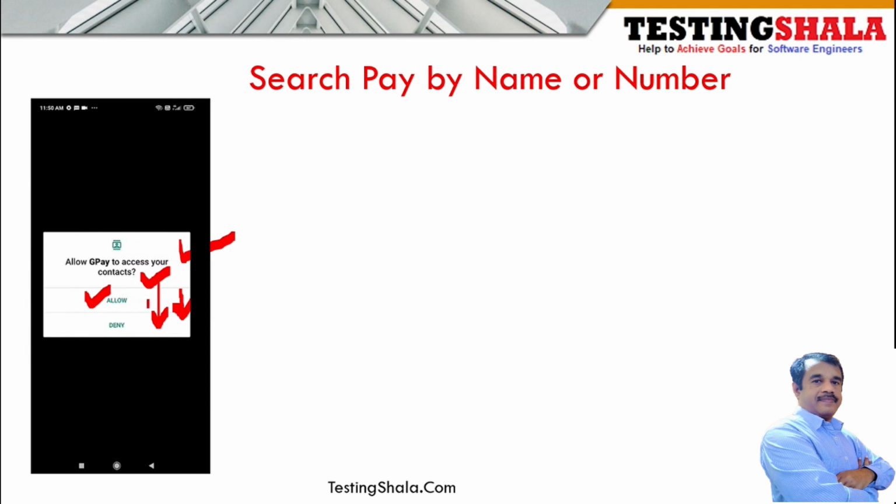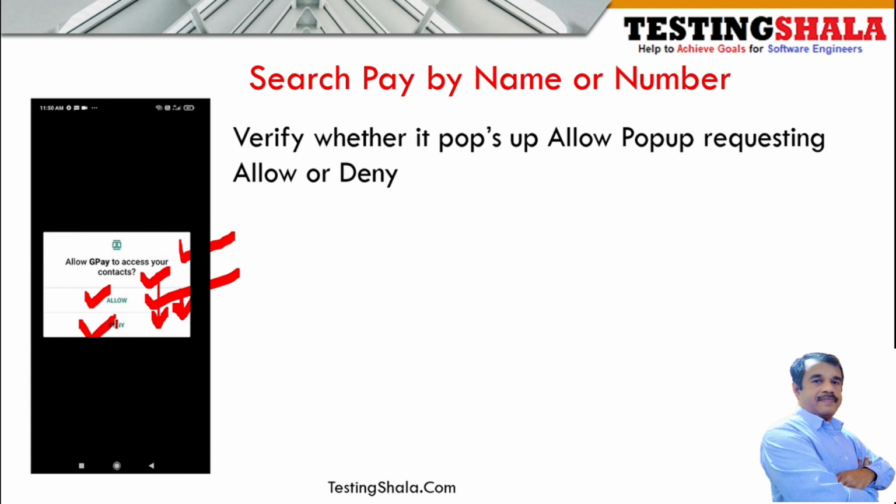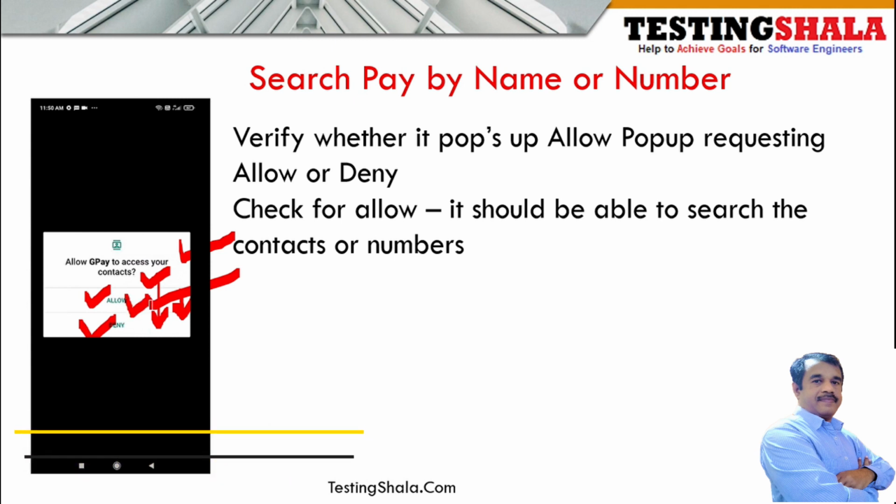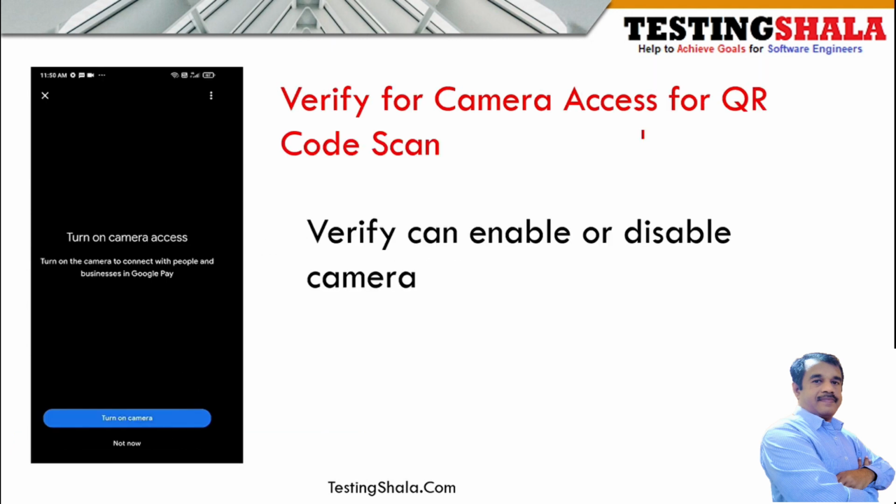If I do not allow it, if I deny it, then we cannot operate much using Google Pay, because we cannot get any contacts or names out of the search operations. Basically, you should try to test both conditions: what will happen by clicking on allow, and what will happen by clicking on deny. The complete process we should test. And after this operation, there are other mandatory operations Google Pay performs.